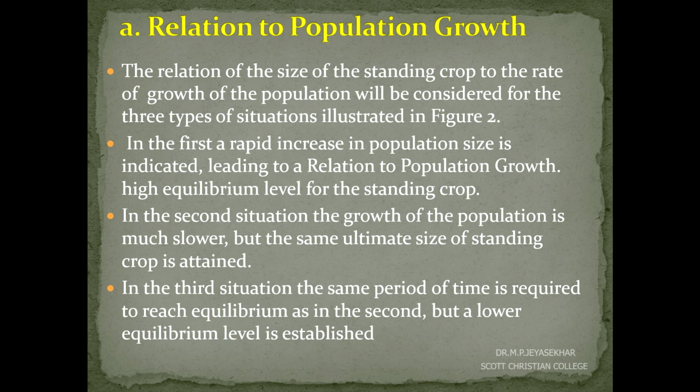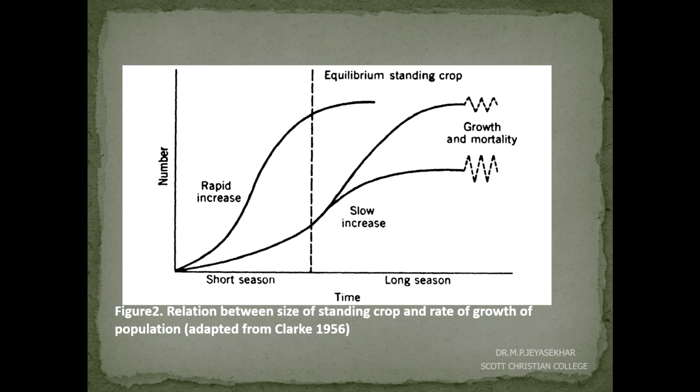The relation of the size of the standing crop to the rate of growth of the population depends on three types of situations, which are illustrated. In the first, there is a rapid increase in the population size. In the second situation, the growth of the population is much slower, but the same size of the standing crop is attained. In the third situation, the same period of time is required to reach equilibrium as in the second, but a lower equilibrium level is established.